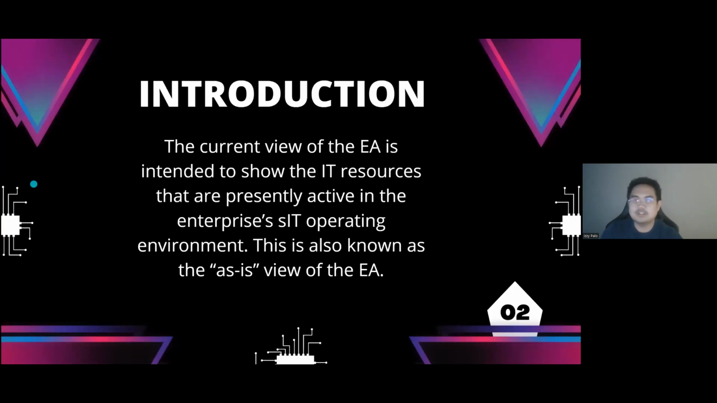For our introduction, the current view of EA is intended to show the IT resources that are presently active in the enterprise IT operating environment. This is also known as the as-is view of EA. Depending on the amount of prior EA planning, these IT resources may or may not be aligned with enterprise strategic goals and business services. If little EA planning has occurred, there may be a significant amount of duplication in function.